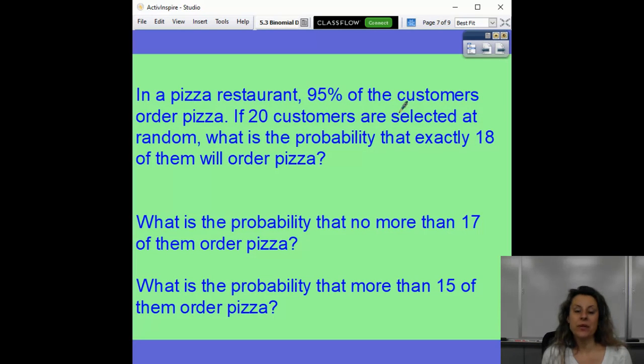Okay, why don't you guys try this one? Pause the video here, see if you can find those answers, and then unpause the video when you're ready to return.